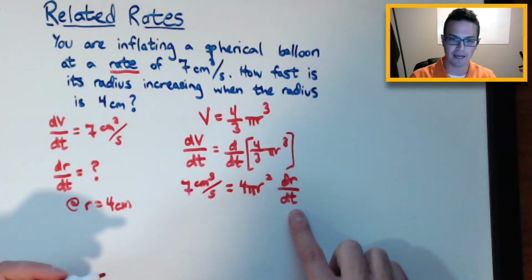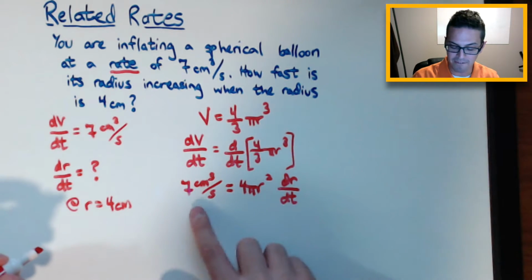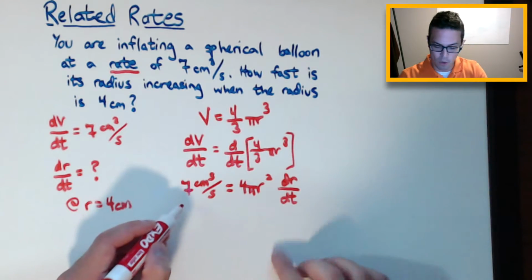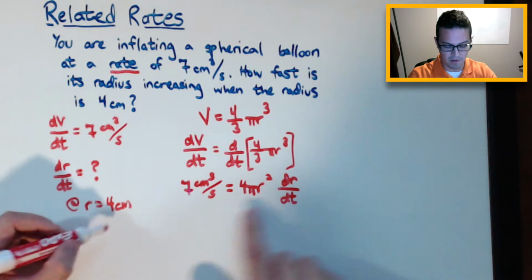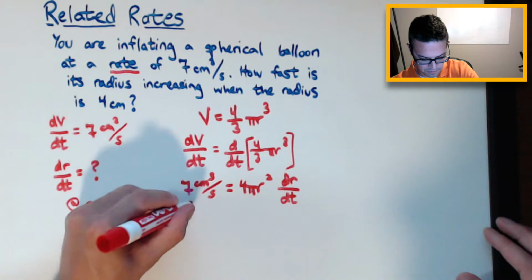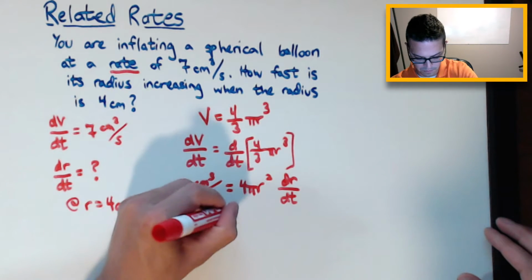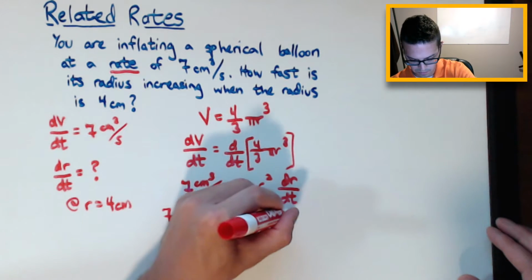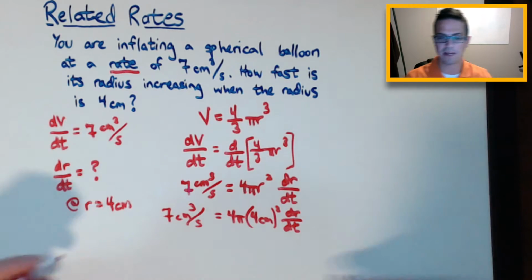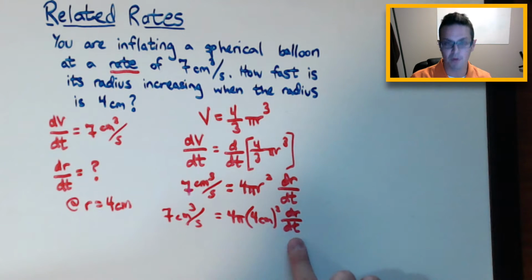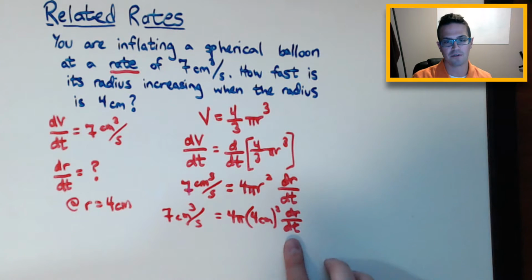Okay, so now we have all of this right here. The next step is to figure out what other variables we can substitute. We substituted this dV over dt right here, and we can also substitute this r, because r is equal to 4 centimeters. So I'm going to write that in here. And we end up with something like this. Now this dr over dt right here is actually what we're trying to solve for. And if you notice there's no other variable, so this works out nicely. We're going to be able to solve for this dr over dt.